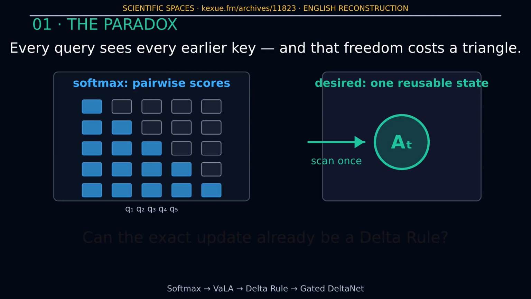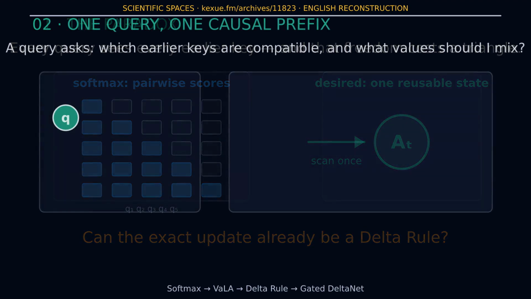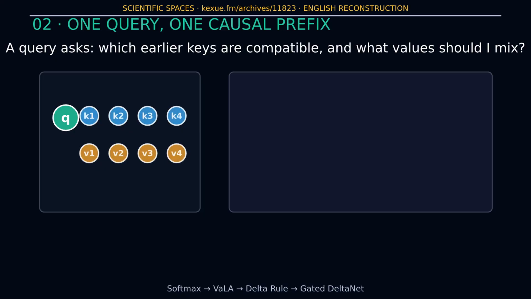We will separate what is an identity from what is an approximation and keep the dimensions visible so every transpose has a reason. Fix one query vector q at time t. The causal attention output is a weighted average of values v1 through vt. The weight on value i is an exponential of the dot product of q with key ki, divided by the normalizer zt, the sum of all those exponentials.